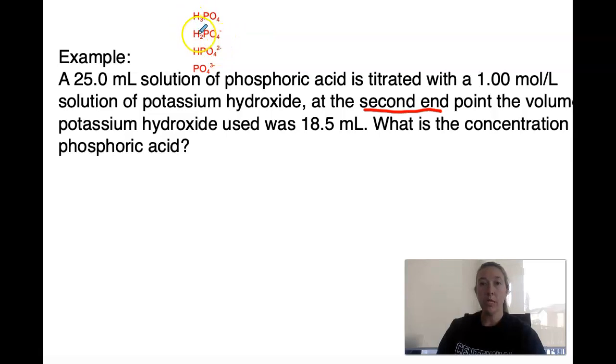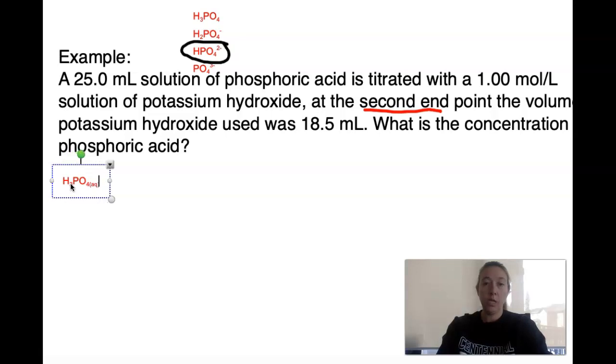So if this is what we started with, this is the first, this is the second. So we need to have HPO4 2 minus as one of our products. So reactant-wise, we have phosphoric acid, H3PO4, aqueous. We are combining that with potassium hydroxide, which is also aqueous. So I'm just going to make that a little bigger. It's small.